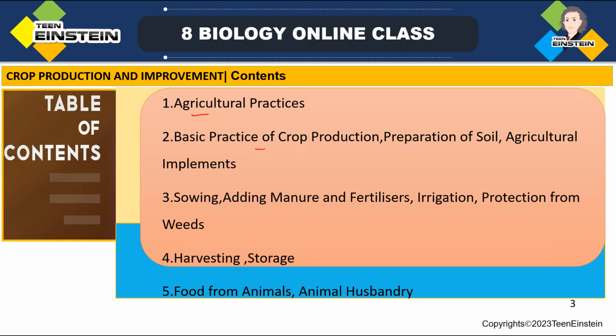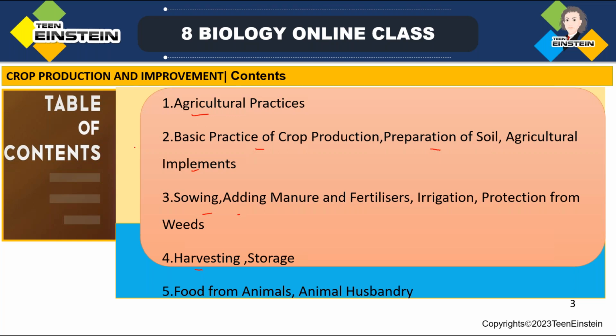So in this chapter we are learning about agriculture practices, then basic practices of crop production. In those basic practices, we are learning how to prepare the soil for agriculture purposes, then agriculture implements, what we need to give for crop cultivation, then how to do sowing, how to add manure and fertilizer to the soil, then how to irrigate the crop, then protection from weeds, and after all these things the crop will grow, then finally how to do harvesting.